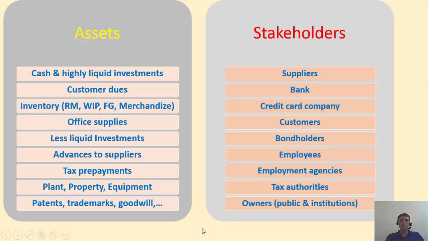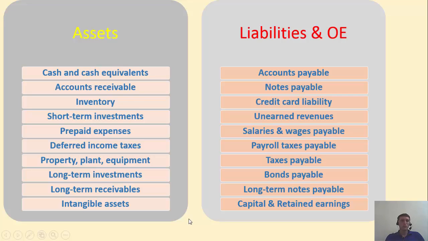Now in accounting, we change these into certain terms and we call them accounts. So we have cash and cash equivalents. These are very liquid, highly liquid investments. Accounts receivable. This is how much money your customers owe you. Inventory, different kinds of inventory. Short-term investments, long-term investments. Prepaid expenses. That's when you pay your suppliers in advance. It's still your money until they deliver the goods and services.